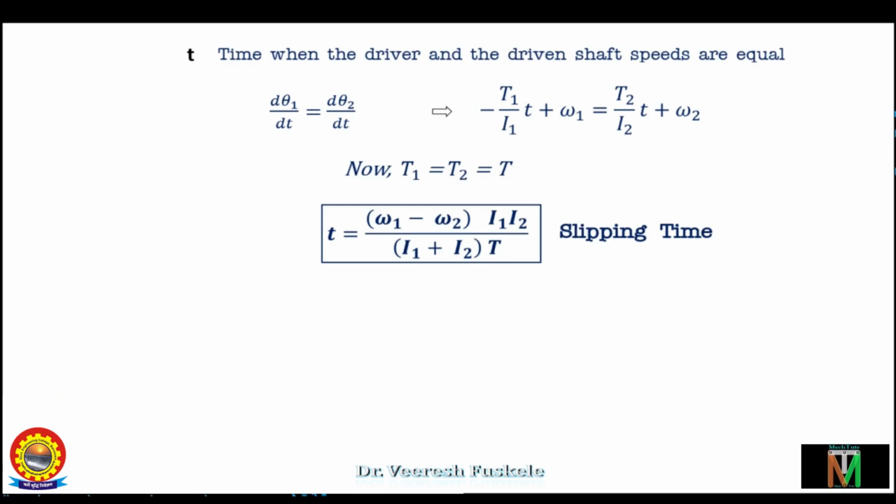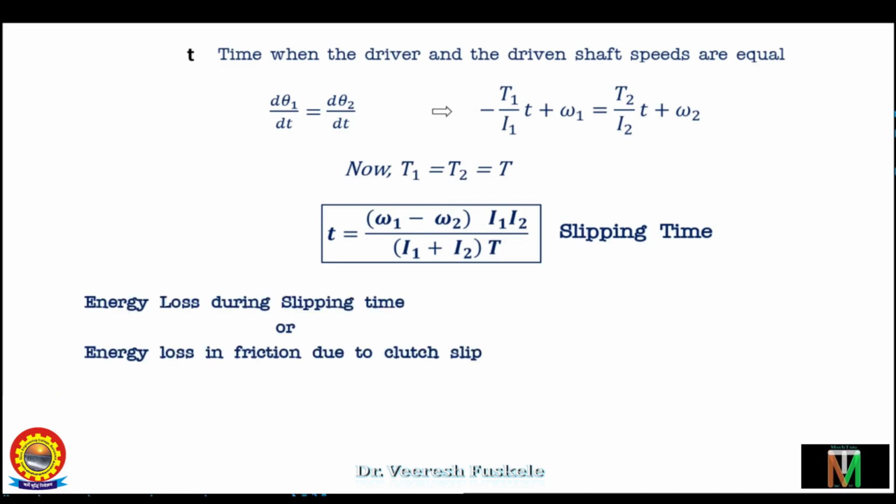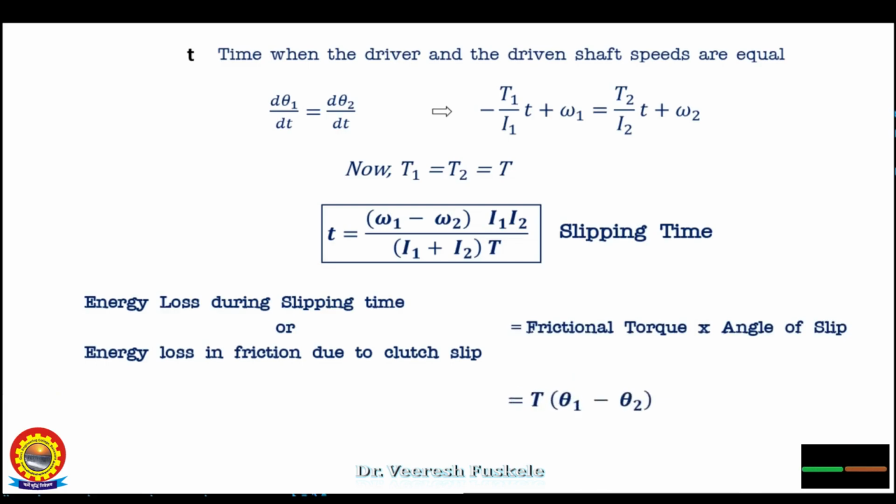Now as there will be slipping, there will be some energy loss. So let us find out what the energy loss will be. The energy loss during slipping time, or the energy loss in friction due to clutch slip, is given by frictional torque into angle of slip. So that will be equal to T into (theta 1 minus theta 2), where theta 1 minus theta 2 is the angle of slip. Theta 1 is the angular displacement of the driver shaft and theta 2 is the angular displacement of the driven shaft. So the difference between them will be the slip or the angle of slip. This is how we can find out the energy loss and the slipping time.